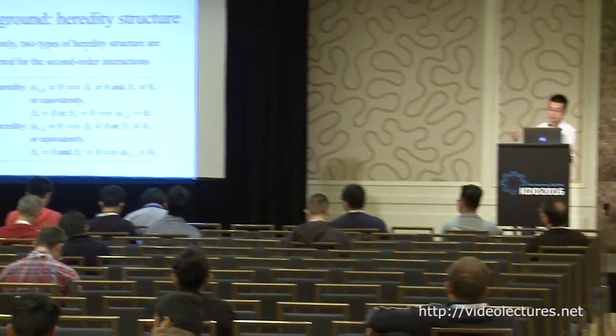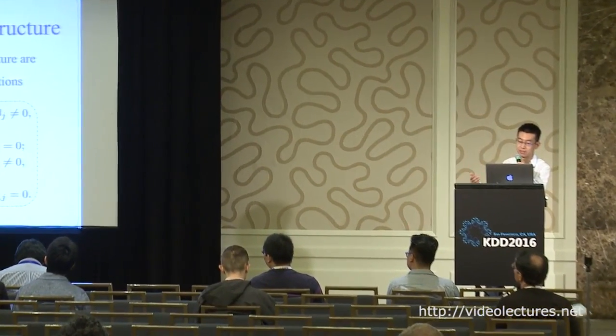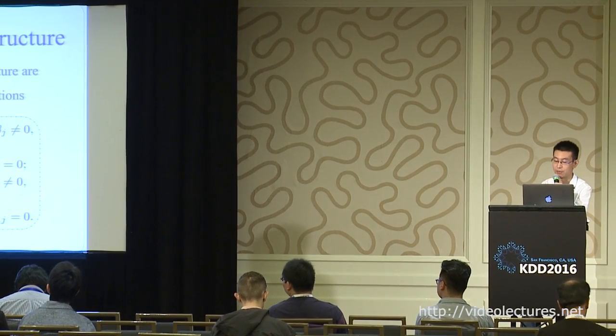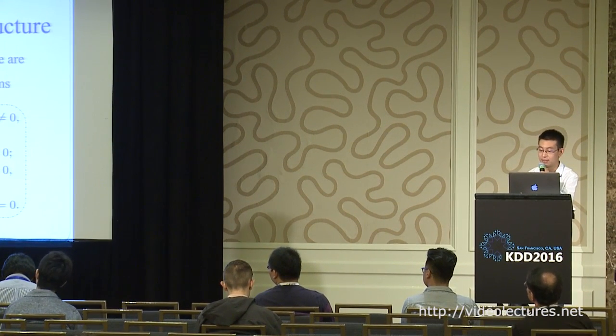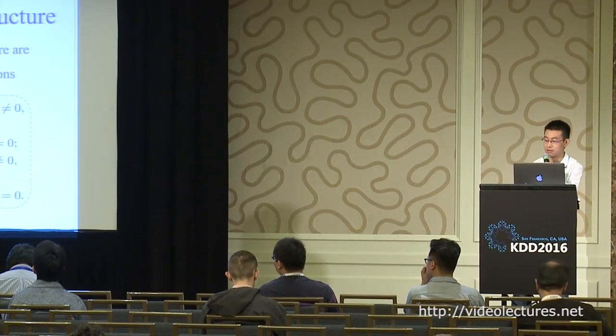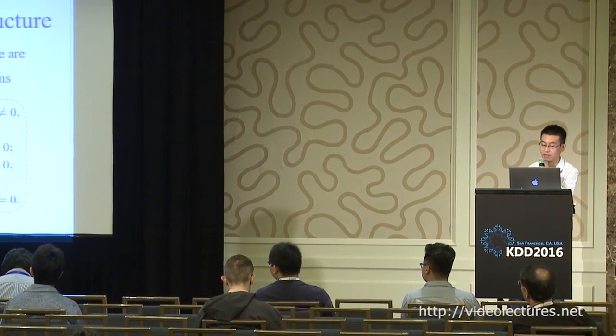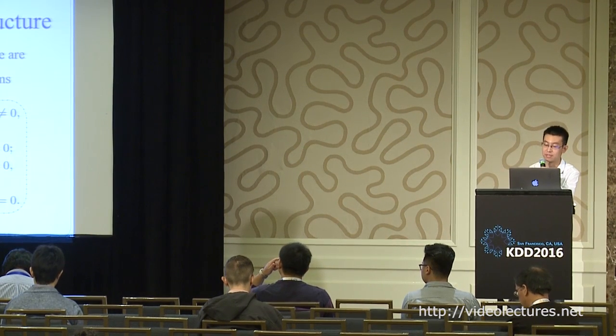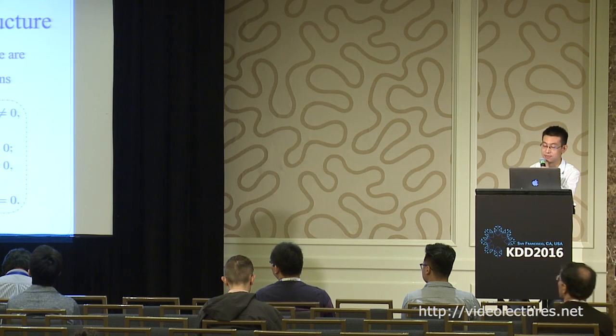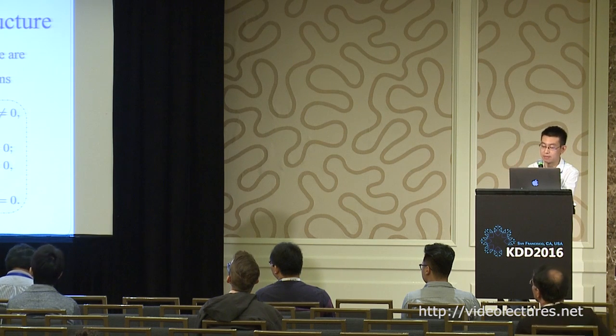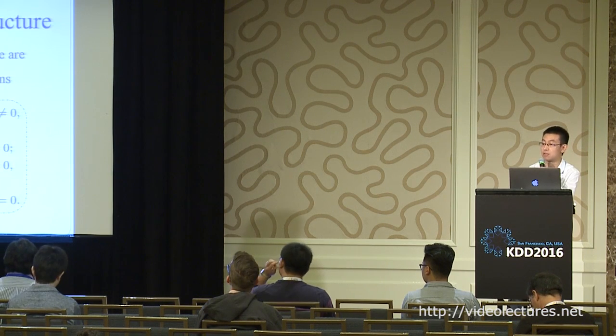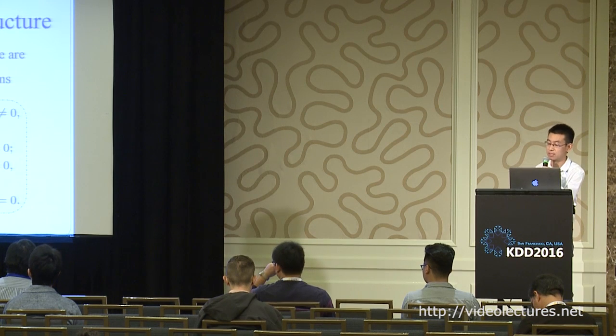Two commonly used heredity structures are the strong heredity and the weak heredity. For the strong heredity, if a second order interaction is selected by the model, meaning the coefficient phi ij is non-zero, then both of the corresponding original features must be included as well. That means both of their coefficients should also be non-zero. The weak heredity makes a relaxation of this relationship, changing the "and" to "or". So it is a relaxed relationship.